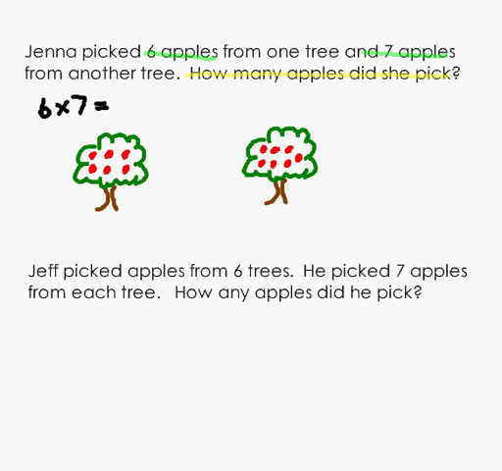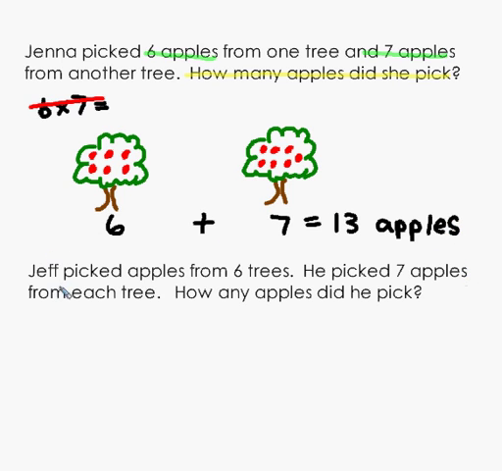So when I'm looking at this, there aren't equal groups here. I don't think I'm going to use multiplication. I don't think this is the right strategy for this problem. What I see is that I have 6 apples here and 7 apples here. How many apples did Jenna pick? She picked 13 apples. Sometimes just drawing a picture helps you see what's going on in the problem.